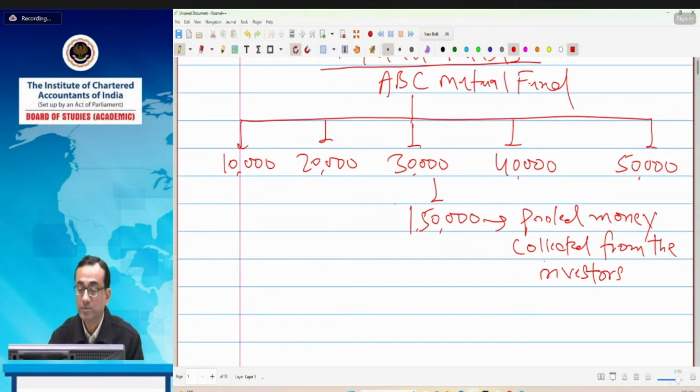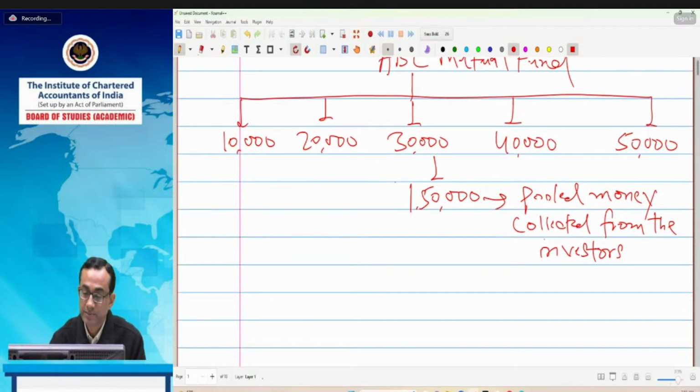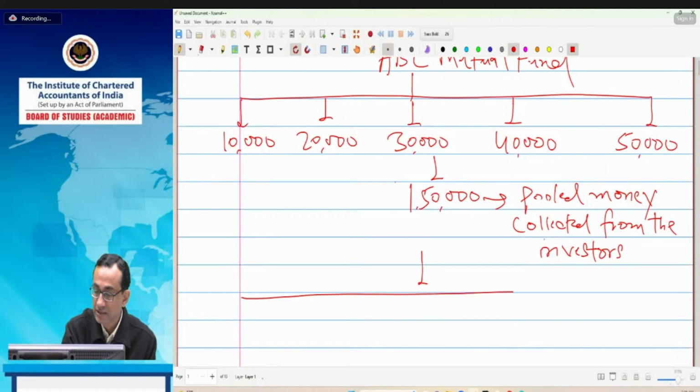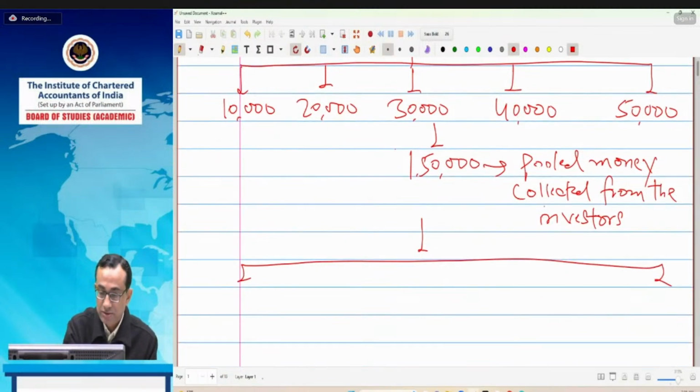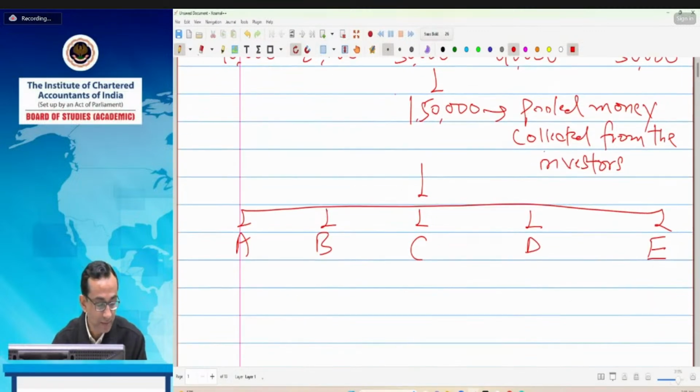And then this pooled money is invested into various investment avenues. It can either be equity, debt, or a balance of equity and debt. For the sake of simplicity, I am assuming in this example that this ABC mutual fund invested in the equity of various companies. So let us say it is investing in the stocks of, say, company A, company B, company C, company D, and company E, investing in five companies.